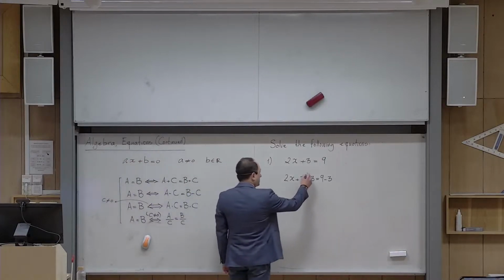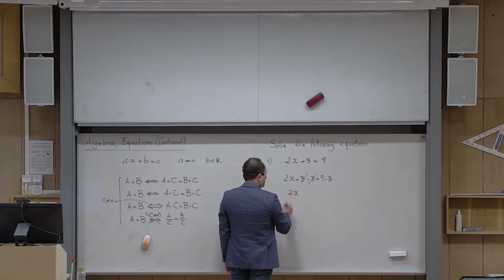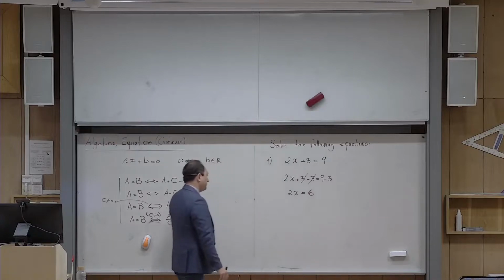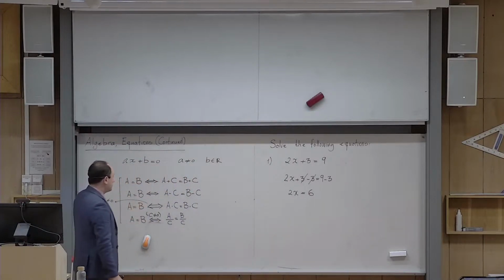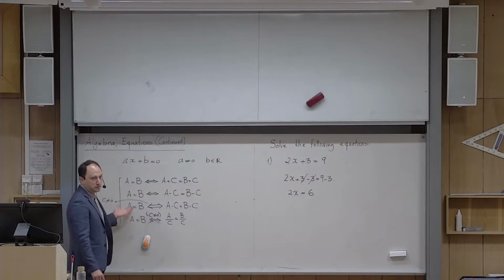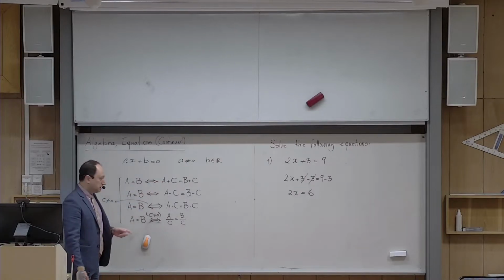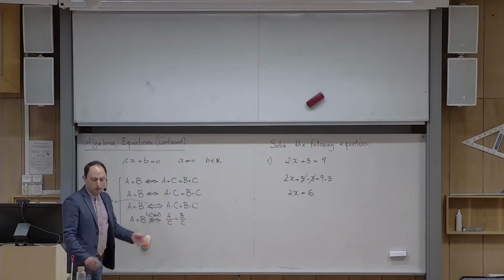So what happens here? These two are gone. So what is left is 2x. What is left on the other side is 6. And then I want to get rid of 2. Which one of these is suitable to get rid of 2? You can use this one or that one. It depends on your taste. If you use this one, you have to multiply by 1/2. If you want to use this one, you have to divide by 2. Both of them are possible.